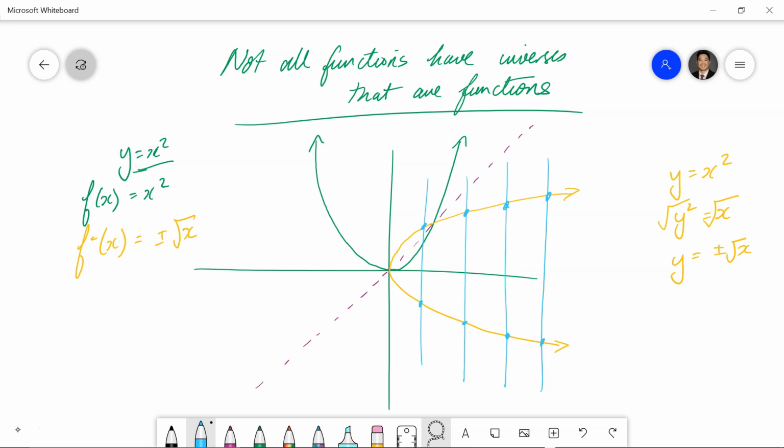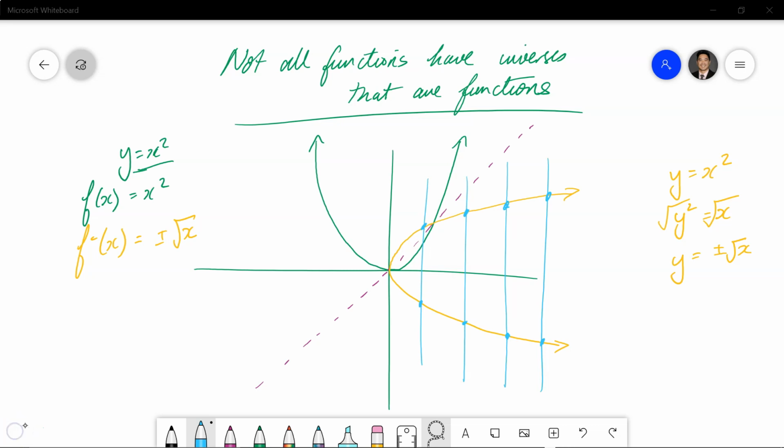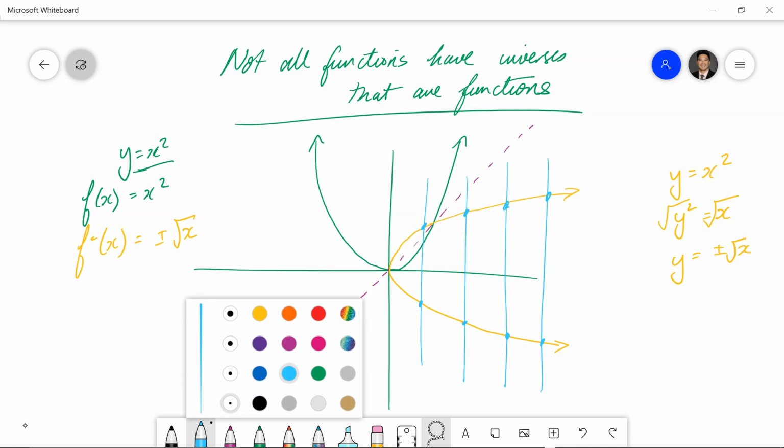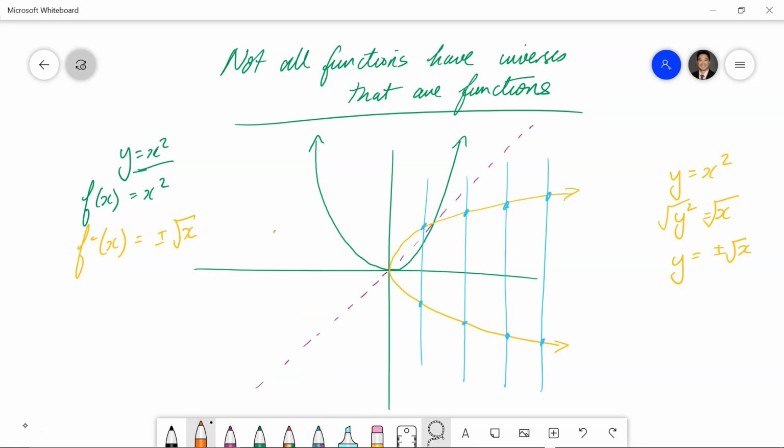So the point I'm making here is that not all functions have inverses that are functions. Hopefully that makes sense. A really good way to predict whether a function will have an inverse that is a function is to do a horizontal test. The vertical test shows whether something is a function or not, but you can do a horizontal test with the original function, and if it cuts through more than once, the inverse of that function is not going to be a function, because there's more than one corresponding solution.